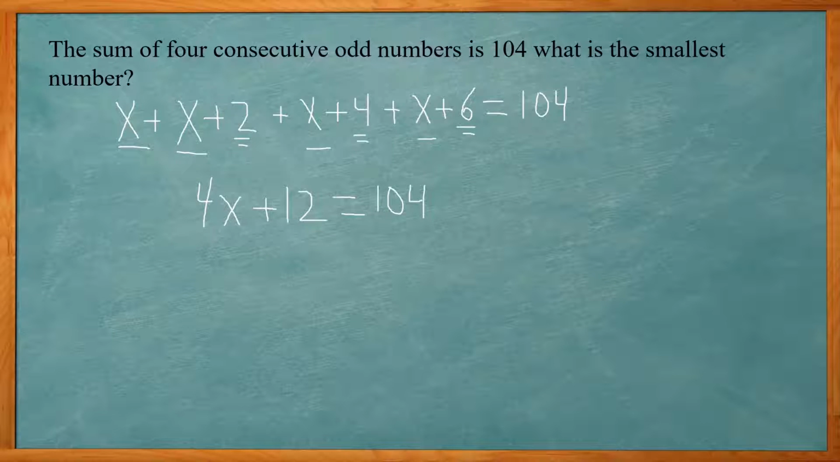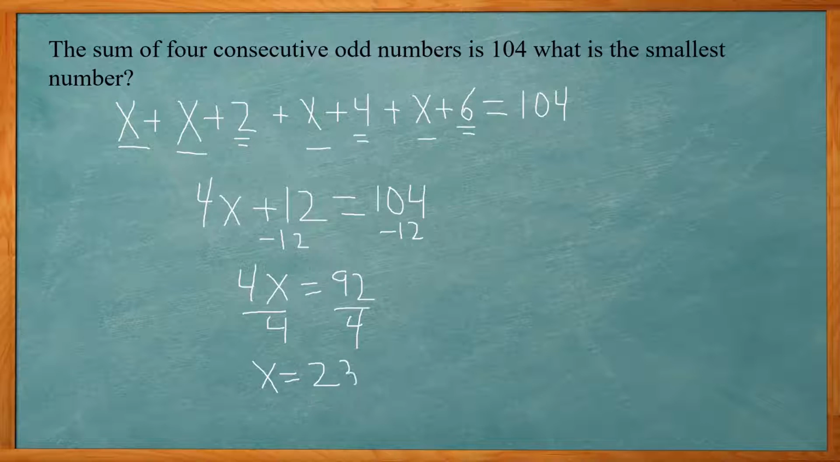And then we can solve this like any regular linear equation. So I'm going to subtract 12 from both sides. That gives me 4x equal to 92. And then divide both sides by 4. And x is equal to 23.